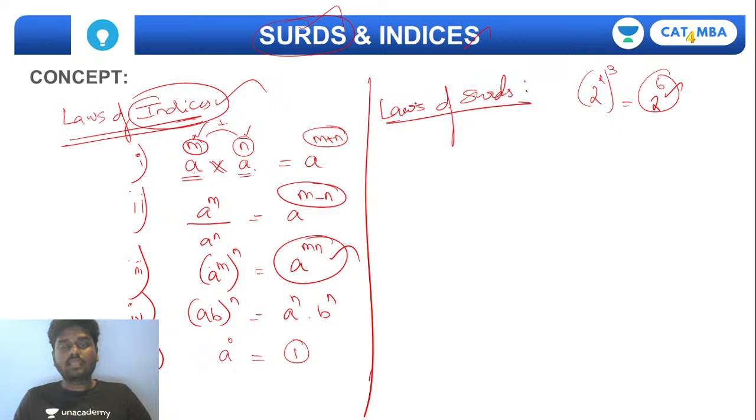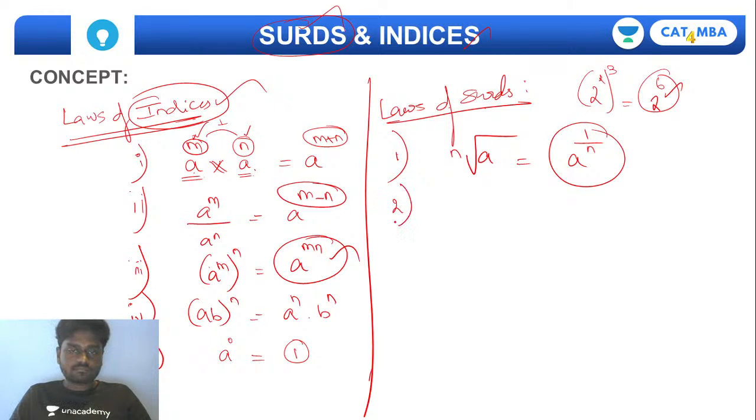Now the laws of surds, which as I told you deal with roots and powers. The first important surd: a power root n can be written as a power 1 by n. Always remember, to convert a root into a power, it becomes a power 1 by n. If it is root 3, I can write it as a power 1 by 3. The second important law: ab root n can be written as a root n into b root n.